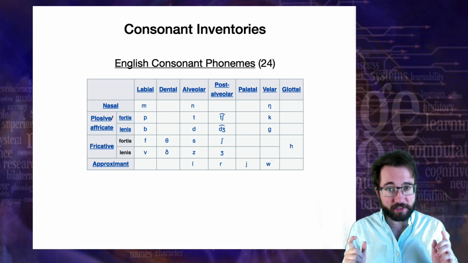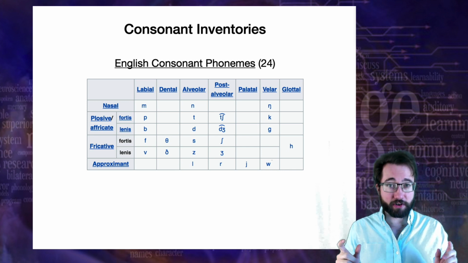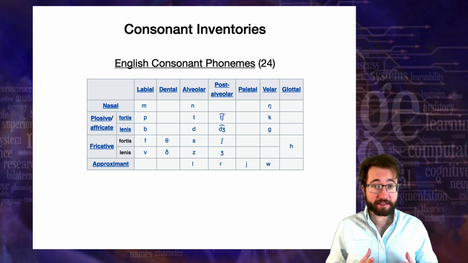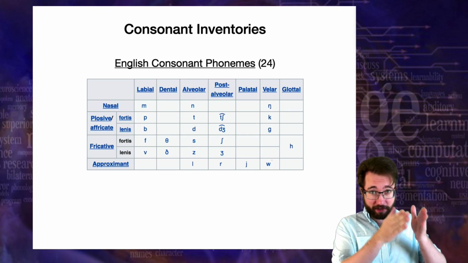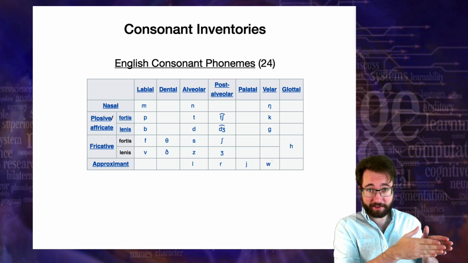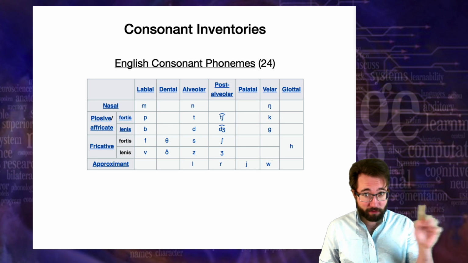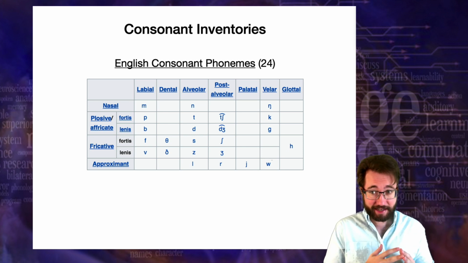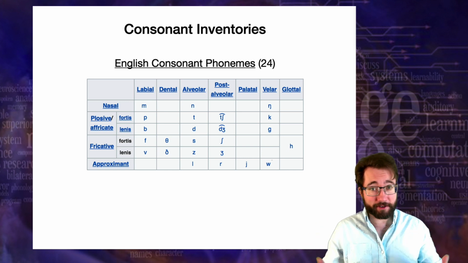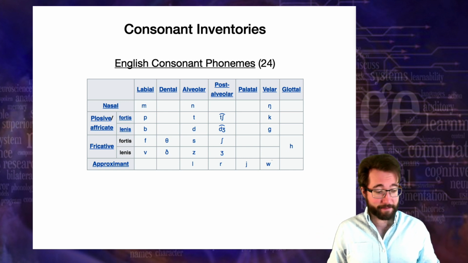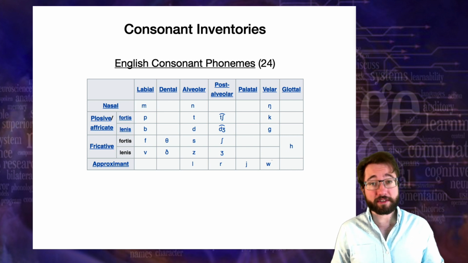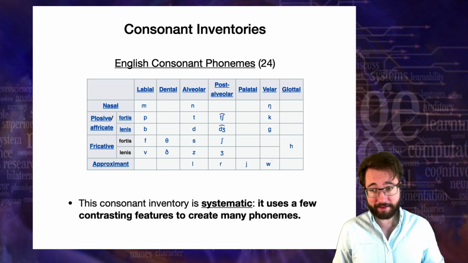Rather, we use a small set of features which all contrast with each other to form these different sounds. In this case, it's like we take each place of articulation that exists in English, and then we cross that with the two voicing states, voiced and unvoiced. And the result is that we get all these different consonants. This is the property of phoneme inventories, which we call systematicity. The consonant inventory is systematic.